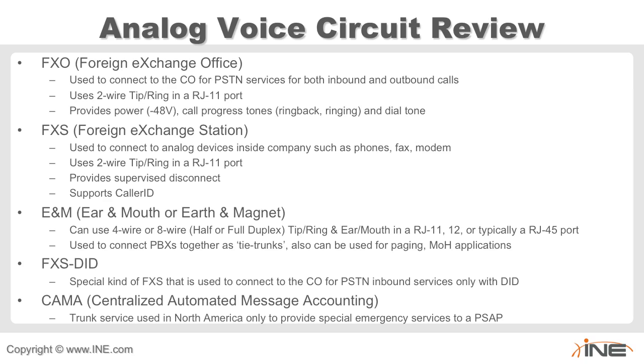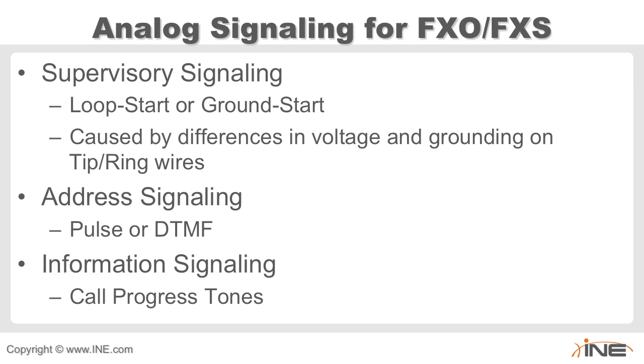Then we also have another type of trunk that is really just used in North America, called a CAMA trunk, Centralized Automated Message Accounting. This is a trunk service used in North America only to provide special emergency services to a PSAP, and a PSAP is a public safety answering point. So this is basically 911, and we would route our calls over the regular phone lines, probably FXO. If we had PRI, we probably wouldn't use a CAMA trunk, but we would route information about emergency response locations and other things to the public safety answering point, or PSAP, through the usage of the CAMA trunk.